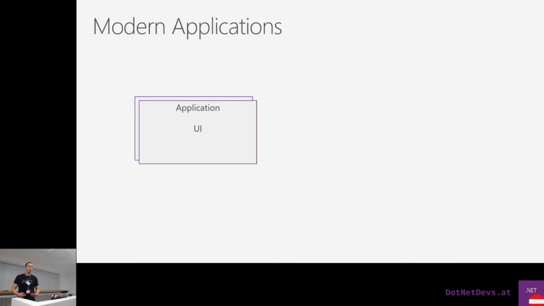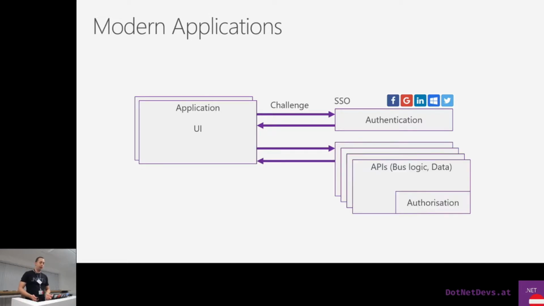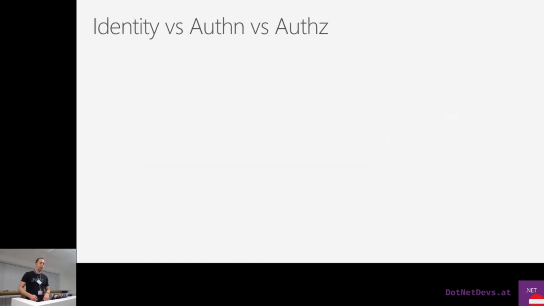So how do these applications look? We have a UI, maybe a single-page application, and maybe we want to have some authentication, but maybe we want to use Facebook or LinkedIn, or maybe even single sign-on with our company. And then we have a bunch of microservices, and we really want to maintain the user identity across all these services. So what's all this identity, authentication, authorization?